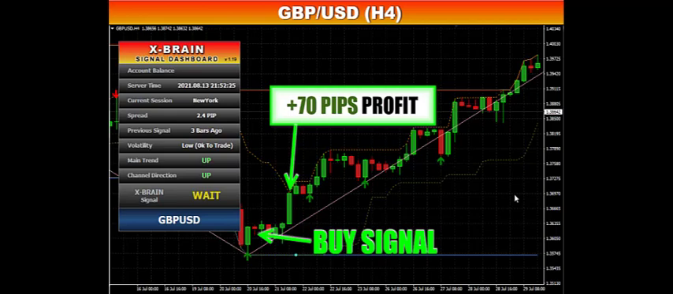I have had this thing running for about 2 weeks. For the first week or so, all I really did was just sort of monitor the signals, to see if they were any good.